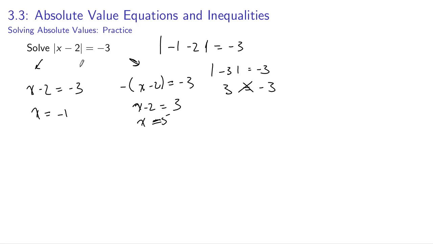So this idea of splitting it into two possibilities actually yields potentially some extraneous solutions. So we should check. And if we think about this before we did anything, if we thought about it geometrically, we'd be asking, when is the distance between an unknown number and 2 negative 3? Well, distance is never negative. So the answer is no such x. These are extraneous solutions. If we put 5 back in, we also get a positive equals a negative.